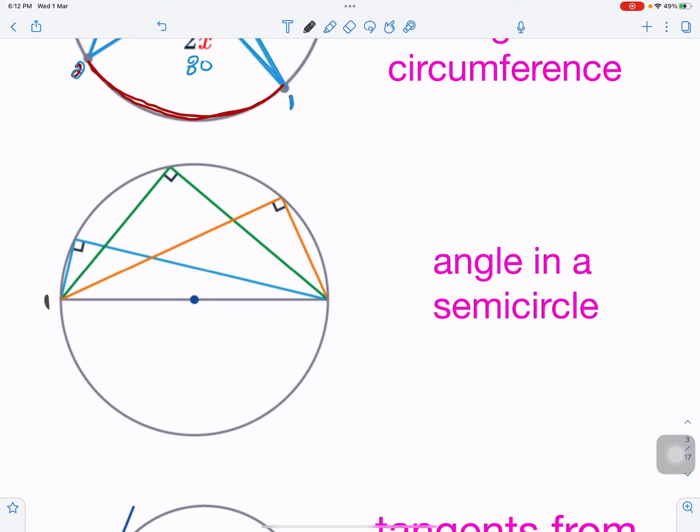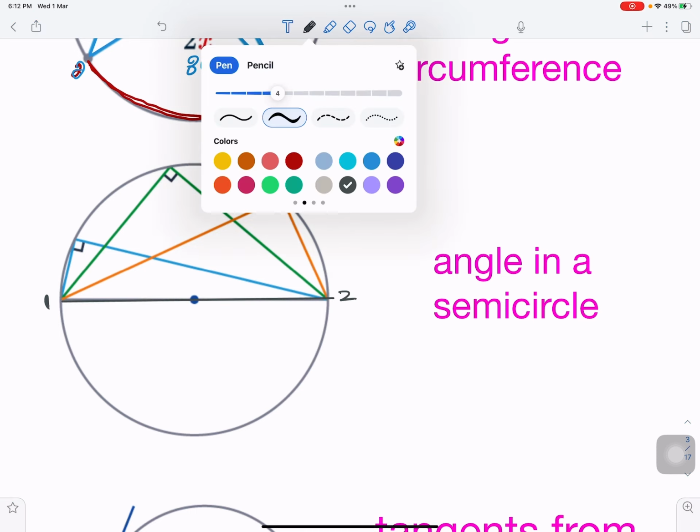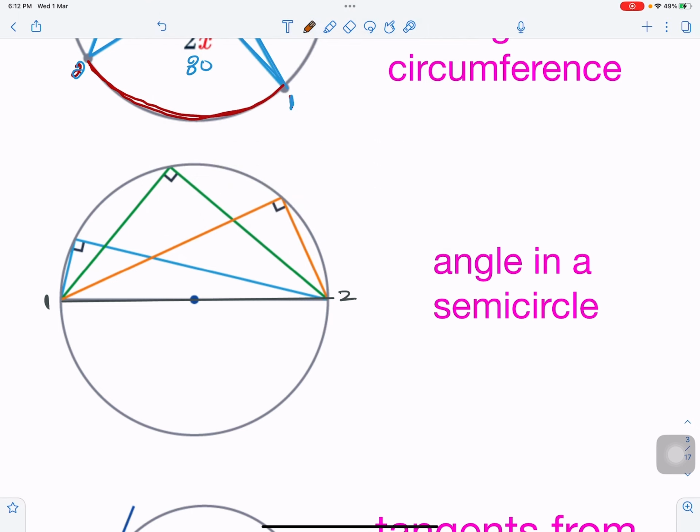Now look at the diameter. Let me call the ends 1 and 2. Okay, so the diameter is here. Now this end of the diameter is making angles on the circumference, which are represented by different colors. I'm calling them 3, 4, 5. These endpoints are coming straight away from point 1 and point 2. So the diameter is making an angle on the circumference. If nothing is mentioned here, it is understood it is 90 degrees.